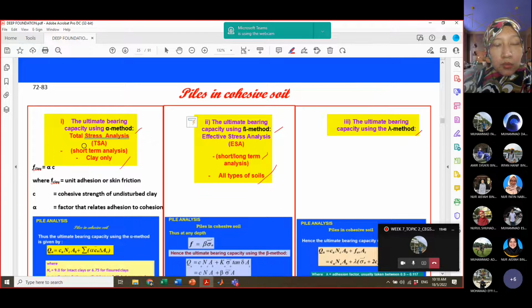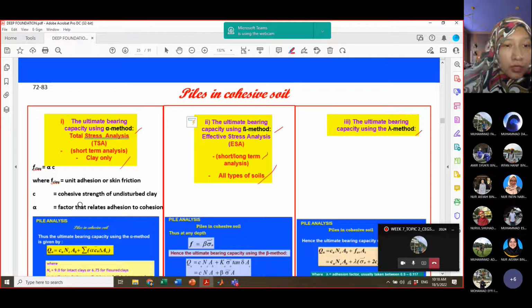Or you want to estimate the stability of the clay in the short-term analysis. So what we're going to have is that when you have this kind of problem, where you want to construct a pile in clay under short-term conditions, we're going to use the alpha method. So the alpha method introduces F as the unit skin friction, with the equation F equals alpha times C. Alpha is a factor that relates adhesion to cohesion, and C is the cohesion of clay.